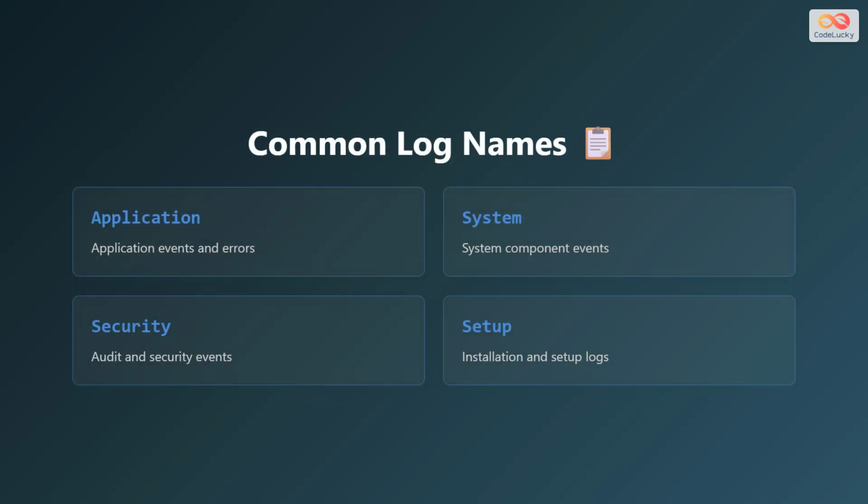Windows organizes events into different logs based on their source and purpose. The four most commonly used logs are Application, which contains events logged by applications and programs. System, which stores events from Windows system components and drivers. Security, which holds audit and security-related events like login attempts and permission changes. And Setup, which contains events related to Windows installation and updates. Understanding these core logs is fundamental because you'll be working with them regularly in system administration tasks.